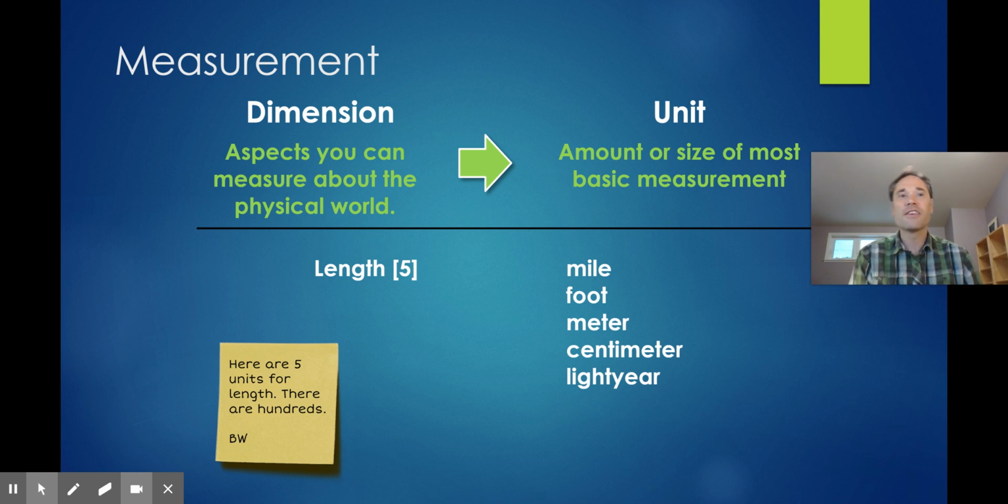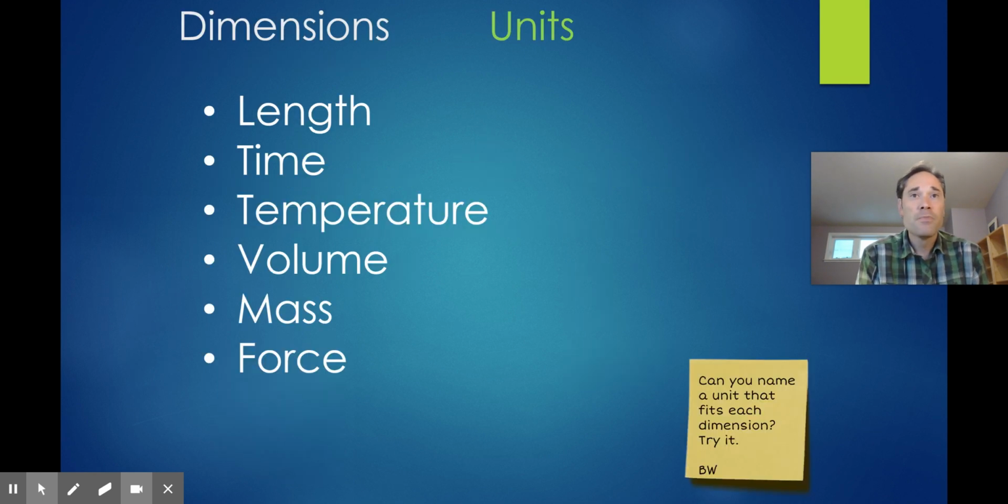So those are the size of the unit, or the size of the thing being measured is the unit, and then the dimension is the aspect of what's being measured overall. And there are hundreds of these. So let's check something out. Can you name a single unit from these dimensions on the left? Try pausing the video and seeing if you can do it now.